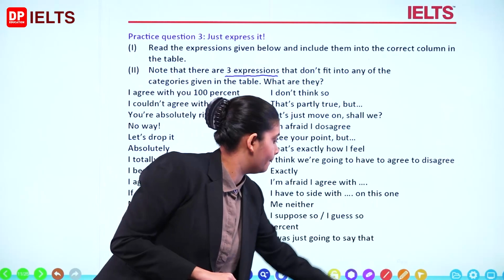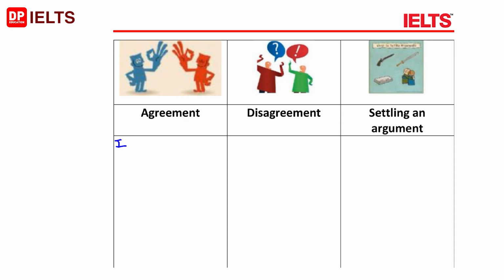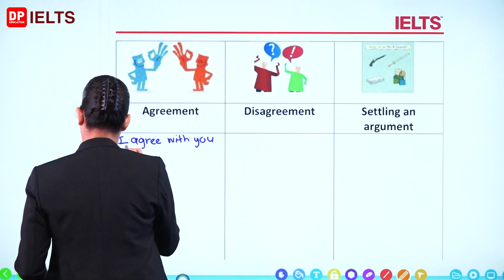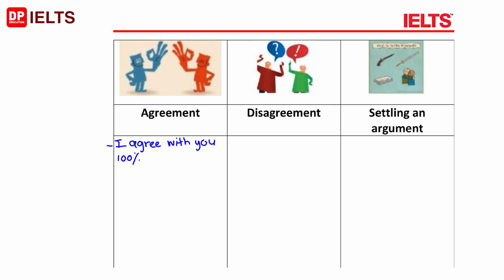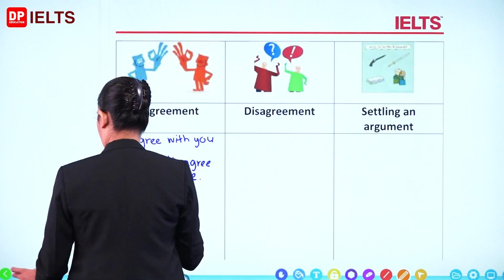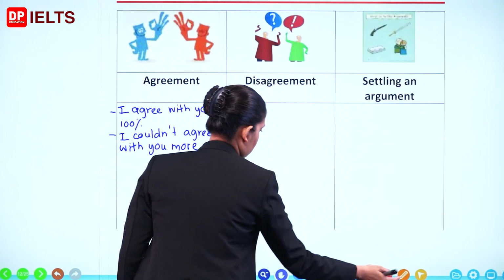I agree with you 100%. Now, agreement. Okay. I agree with you 100%. I couldn't agree with you more. I couldn't agree with you more. You're absolutely right.